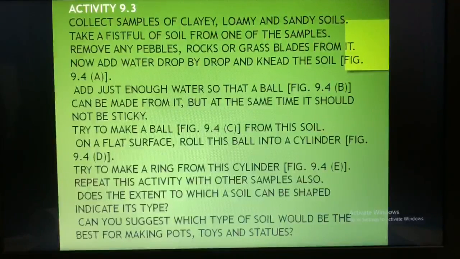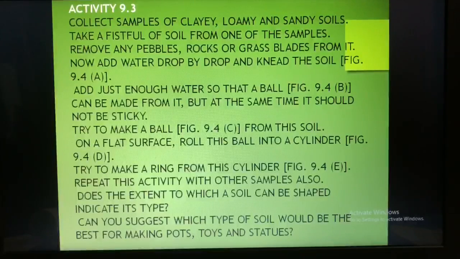What did we study in the sandy soil? It cannot hold the water for a long time because the space between the particles is large, so it will not hold the water. Then clayey soil, we studied that there is less air and it has a water holding capacity.